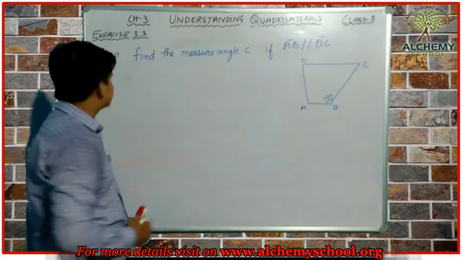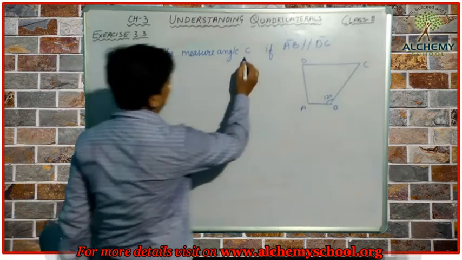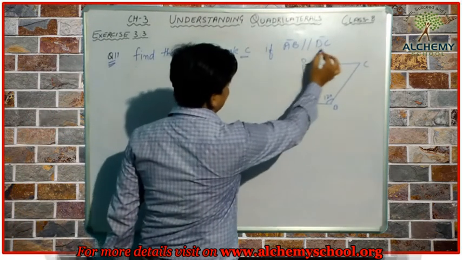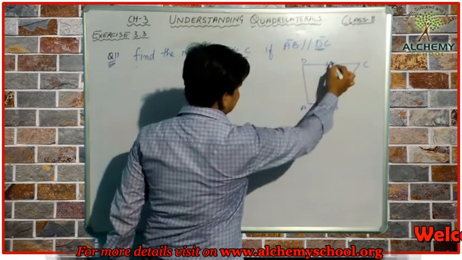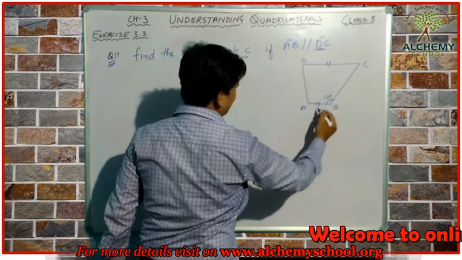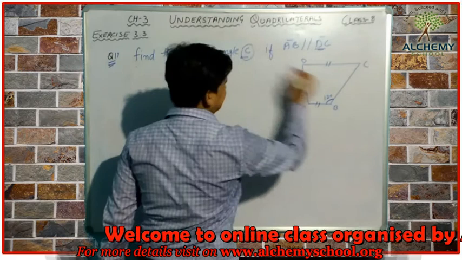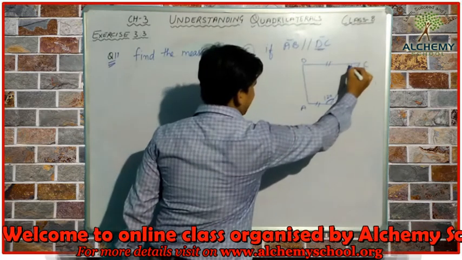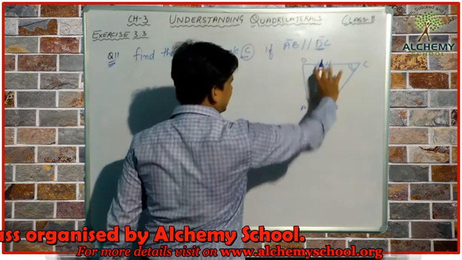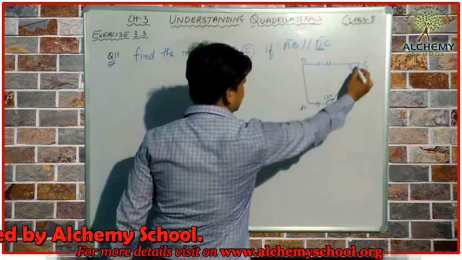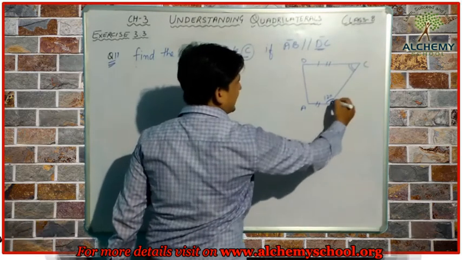So next question is question number 11. Okay, in question number 11, find the measure of angle C if AB is parallel to DC. So where is AB? This is AB and this is DC. These two sides are parallel and angle B is 120 degree and we have to find the angle C. So where is angle C? This angle is angle C. So because this side and this side, both sides are parallel, so we can say that these two angles will be supplementary angle. So sum of these two angles will be 180 degree.